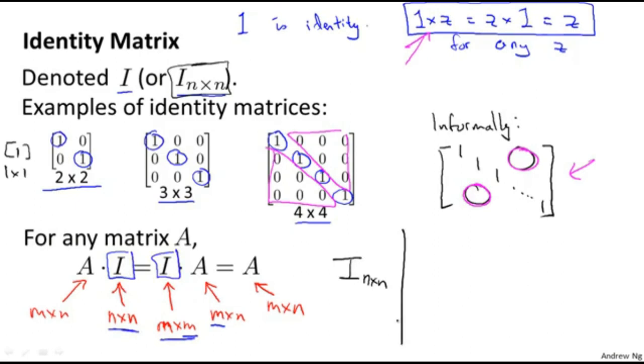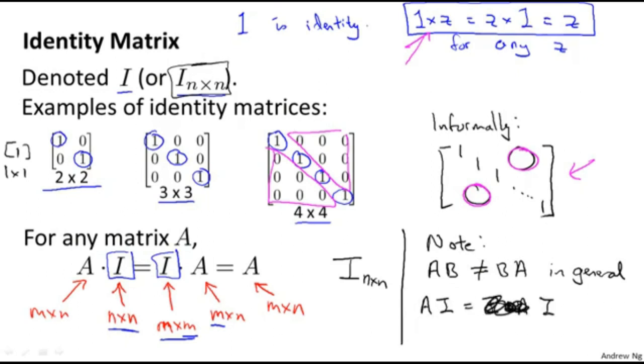Finally, I just want to point out that earlier I said that A times B is not, in general, equal to B times A. For most matrices A and B, this is not true. But when B is the identity matrix, this does hold true. A times the identity matrix does equal the identity times A. It's just that this is not true for other matrices B in general.